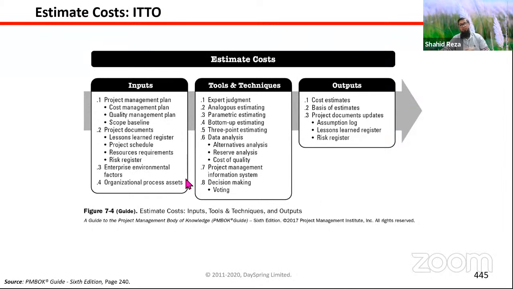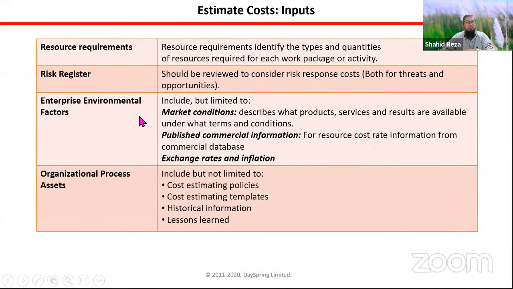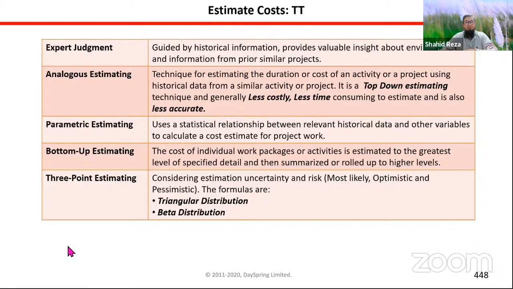In the later slides, you will see details of all this that I discuss here. You will see details of inputs and details of tools and techniques. TT means tools and techniques: analogous estimating, parametric, bottom-up, three-point estimate. Also remember triangular distribution. There are two variations of the formula: for triangular distribution we divide by 3, and for beta distribution we divide by 6. That variation is also applicable in the cost perspective.